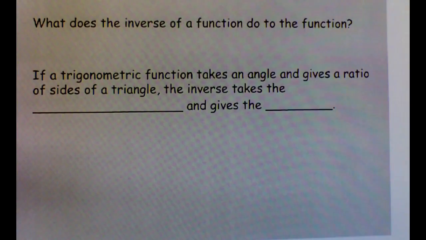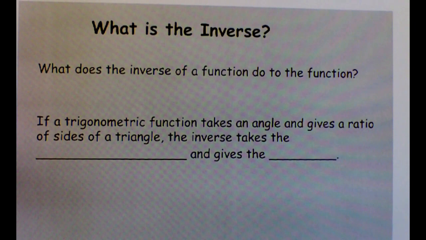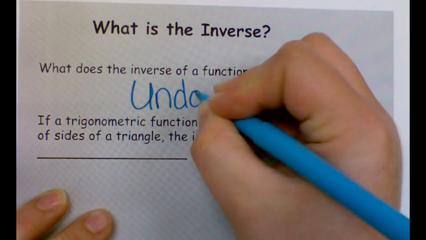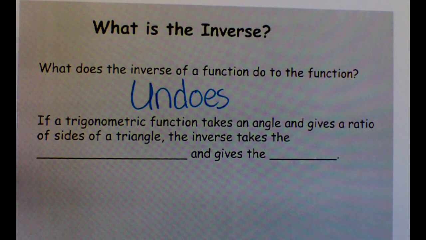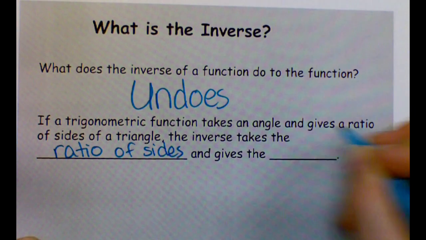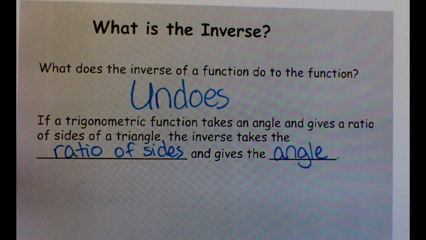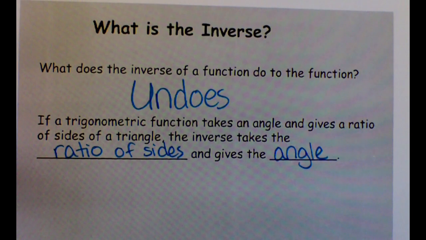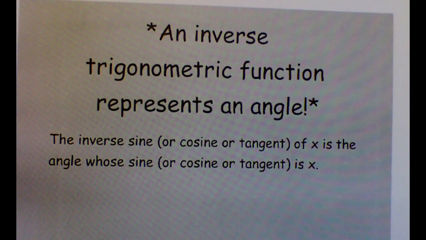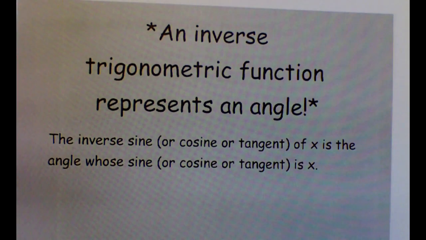All right. So, reminder, what is an inverse? What does the inverse of a function do to the function? It undoes it. It does the exact opposite. If a trig function takes an angle and gives a ratio of sides of a triangle, the inverse takes the ratio of sides and gives us the angle. Remember that the answer to an inverse trig function is an angle. So, an inverse trig function represents an angle. The inverse sine or cosine or tangent of x is the angle whose sine or cosine or tangent is x. So the answer is an angle.